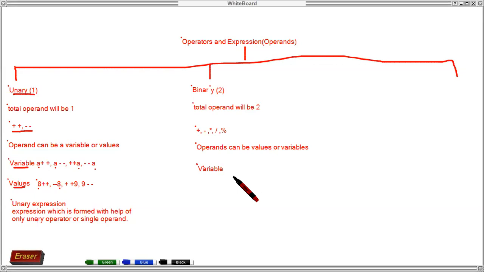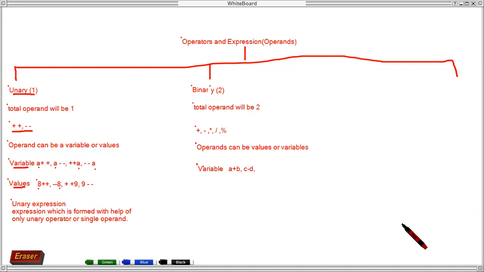I can write a plus b. This is one kind of expression. Now you can see two operands, that is two variables, are being used. You can use another kind of expression, say c minus d. This is one kind of expression that you can write using the variables.